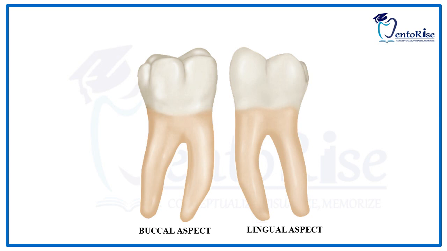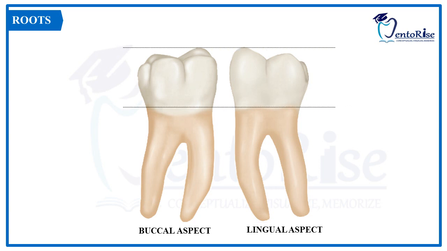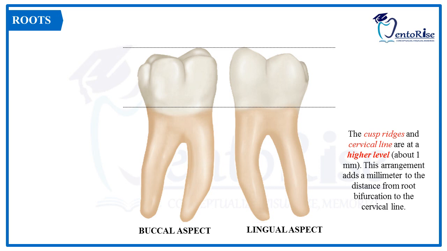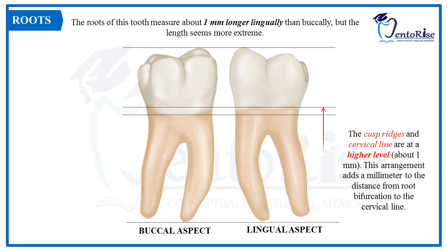Now coming to the roots of the permanent mandibular first molar from the lingual aspect, the cervical line and the cusp ridges are about 1 mm higher on the lingual aspect than on the buccal aspect. Because of this arrangement, the roots of this tooth measure about 1 mm longer lingually than buccally.